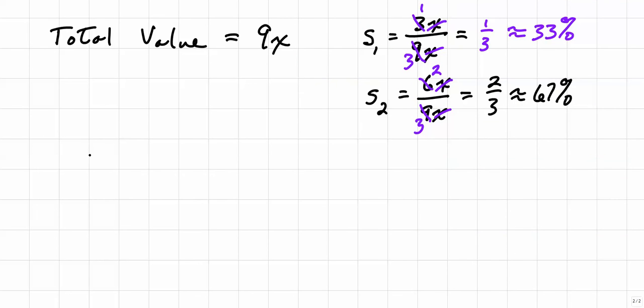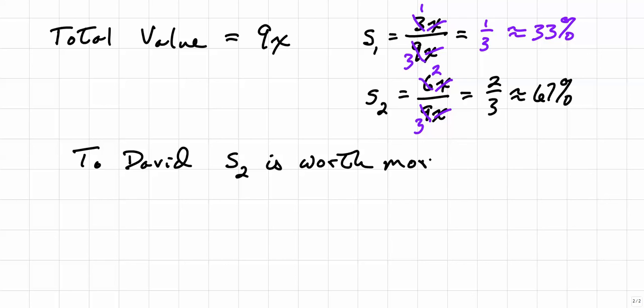And that means that to David, side 2 is worth more than side 1. And this is based upon how he ranks the toppings. So now we're going to look at part C.